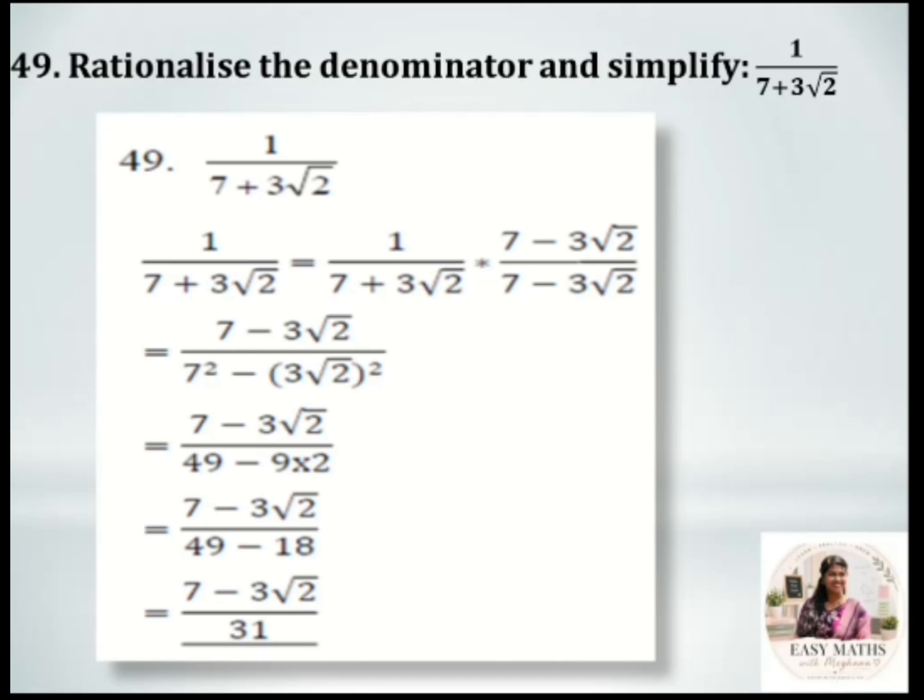7 square can be written as 49 minus 3 root 2 into 3 root 2. 3 into 3 is 9, root 2 into root 2 is 2. So 7 minus 3 root 2 divided by 49 minus 18, that is nothing but 7 minus 3 root 2 divided by 31. So this is the final answer for question number 49. This is a very important question for 3 marks. It will be regularly asked in your examination.